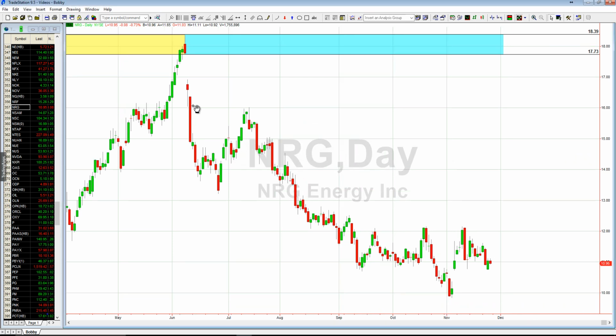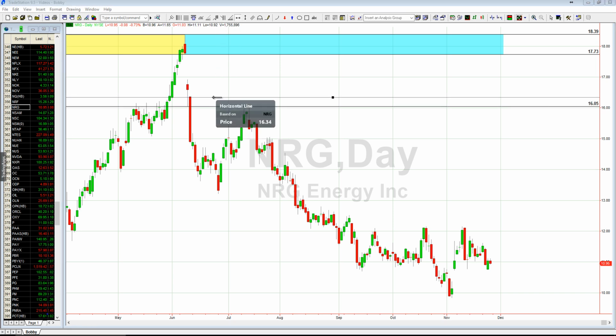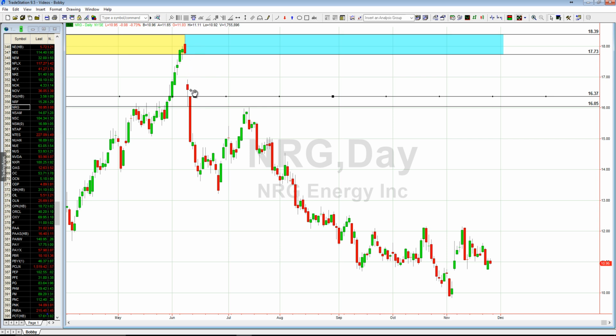Okay, we've also got another zone right here. And again, for the same reason we just plotted the first zone, we had price gap down and then pause and then head down again. Okay, so we would plot this as a zone, and what we would be looking for here is exactly what happened. We would be looking for a retrace up into that area and then a continuation of the downtrend.